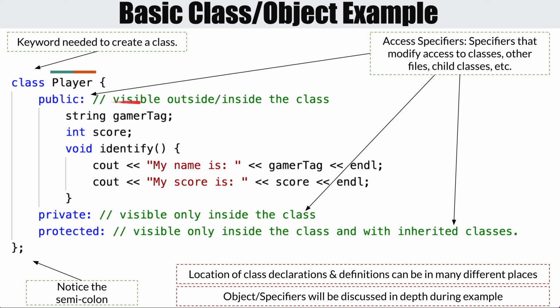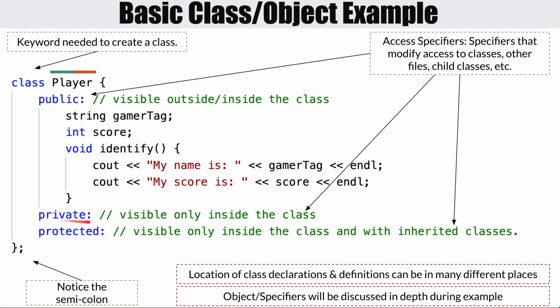So the next thing is we have three what are called access specifiers. Specifiers that modify access to classes, other files, child classes, etc. Now, we're going to dive into these more in the future, but for now, we're going to put a specifier of public, and then inside that, you can specify all the variables and all the functions that you need public. And then there's private and there's protected. Public means that all this stuff right here is visible outside and inside the class. It can be used anywhere inside the class, but it can also be used by other classes, other programs, etc.